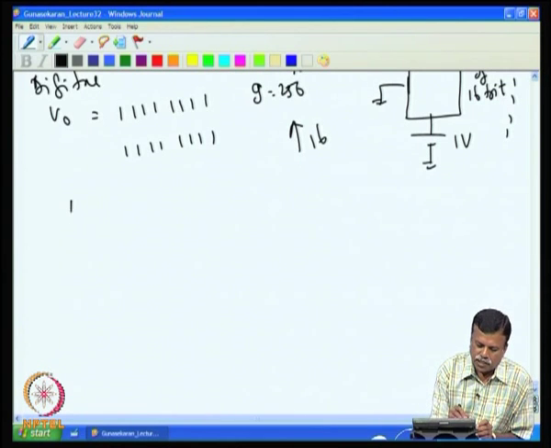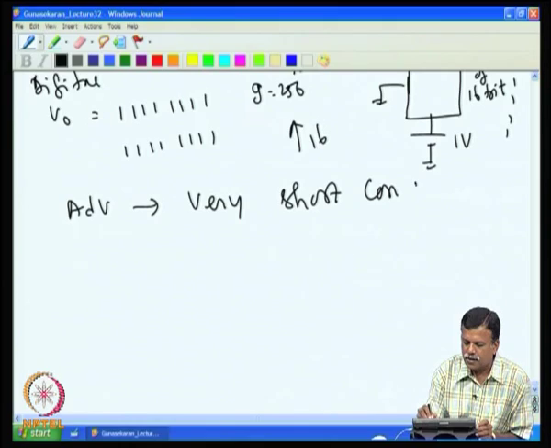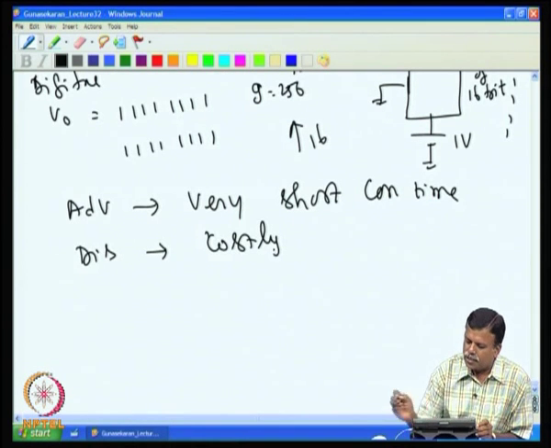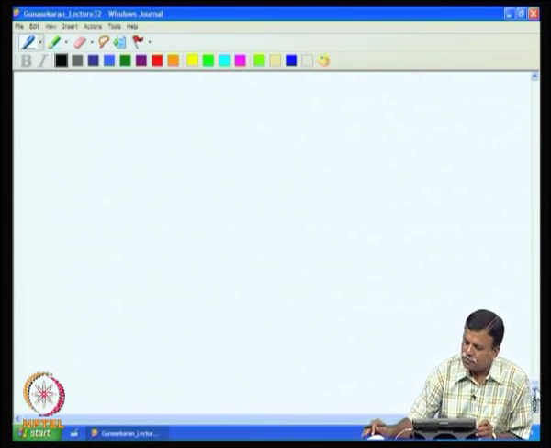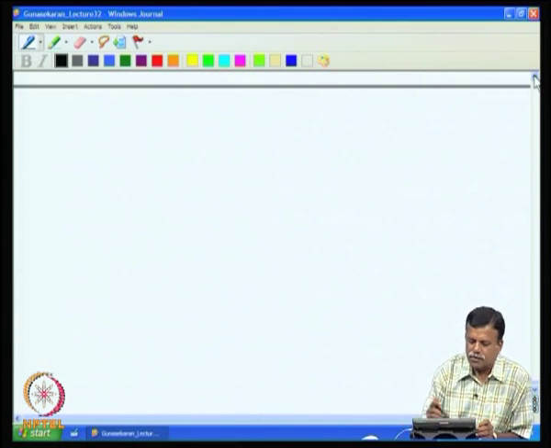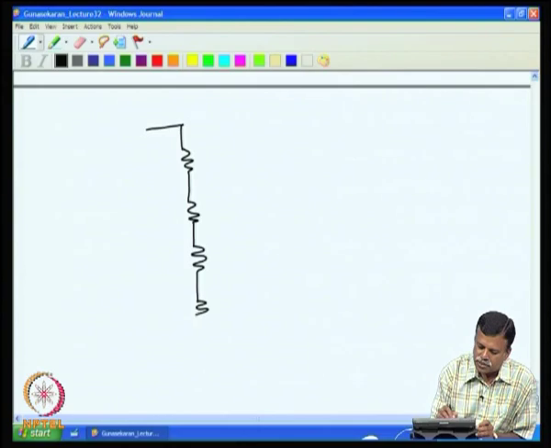So, the advantage of the flash ADC is very short conversion time, but it is costly. Then the other major disadvantage is that the input voltage is divided by so many resistors, and then we are also putting so many comparators and comparing with the reference.